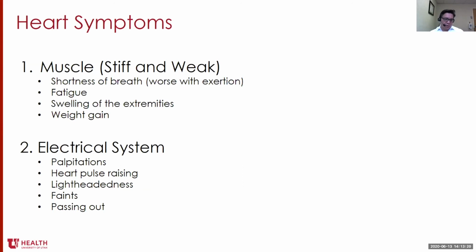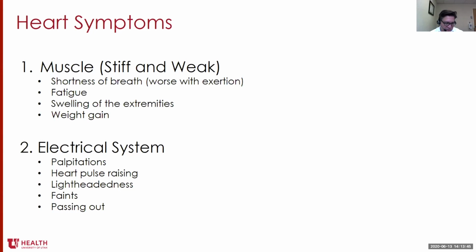remove the fluid, and then we might need to admit you to the hospital. So pay close attention to your weight changes. Try to put it in a book, bring it to your doctors, and especially if you notice a weight change, please let us know so that we can take care of you. There are a couple of things that we can do by phone in terms of weight gain.